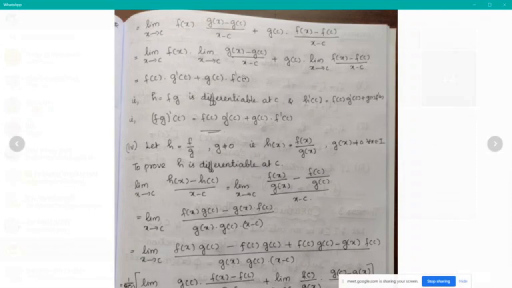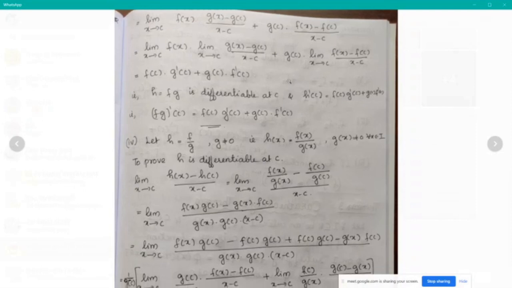Now first is the product of two limits and it is equal to, first limit is f of c and the second has limit g dash c by condition number 2. So f of c into g dash c plus g of c is a constant into the limit is f dash c. The limit of the last term is f dash c. So you get f of c into g dash c plus g of c into f dash c. So that exists. So the product is differentiable at the point c.